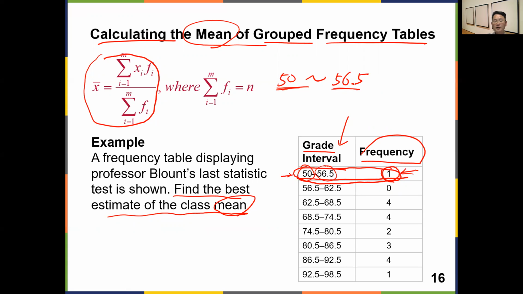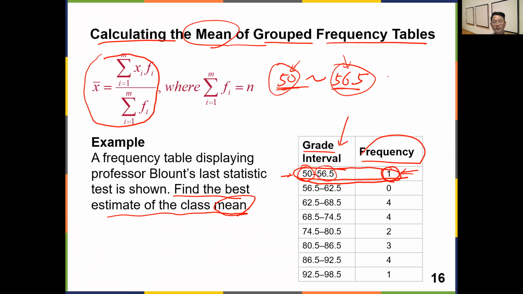one data point there. Now, if you have to take your best guess, what would be that number? What would be that magic number? If you have to pick one number between 50 and 56.5, what would be the best number? Is it 50? Or is it close to here or is it close to here? Would that be fair?